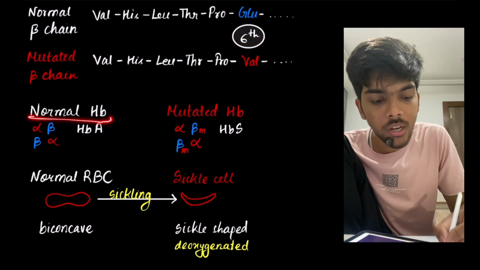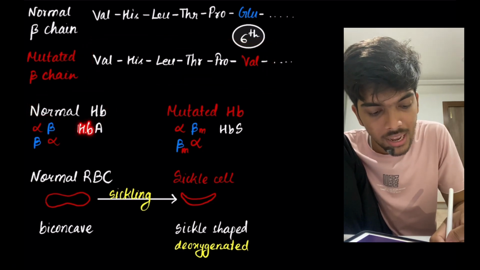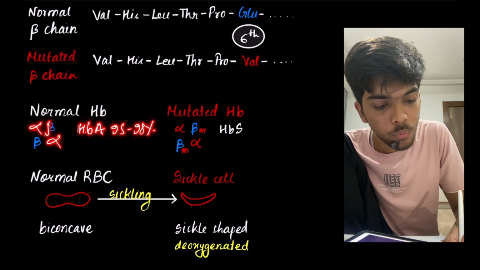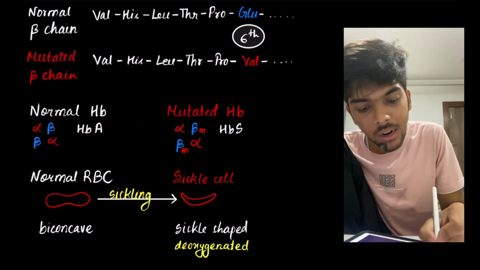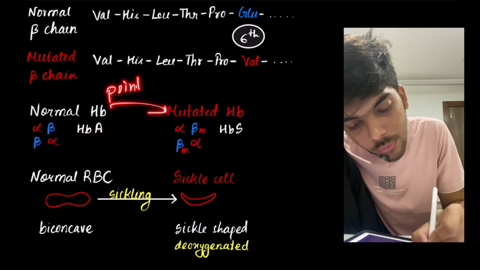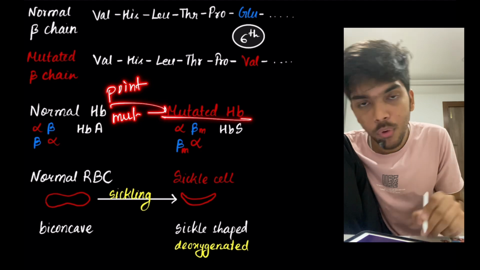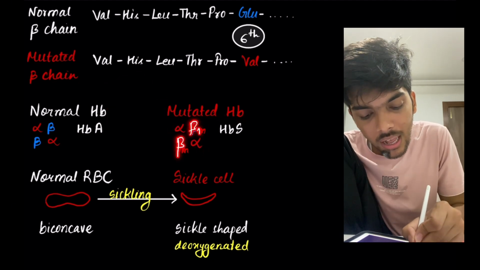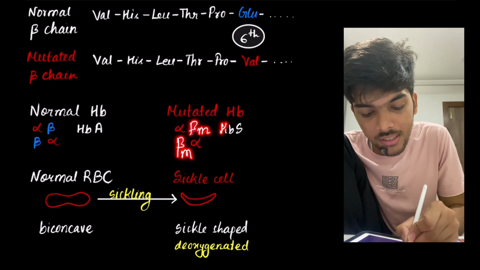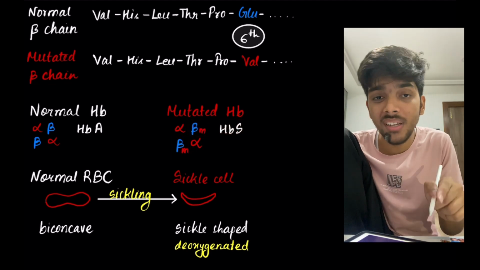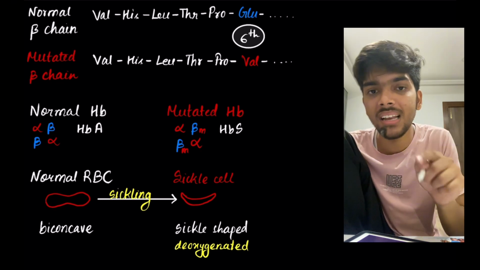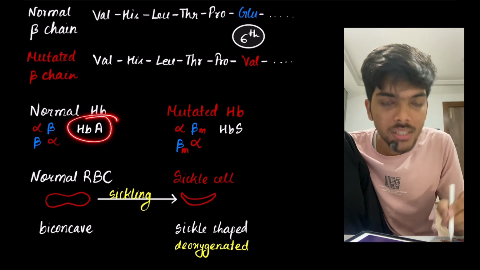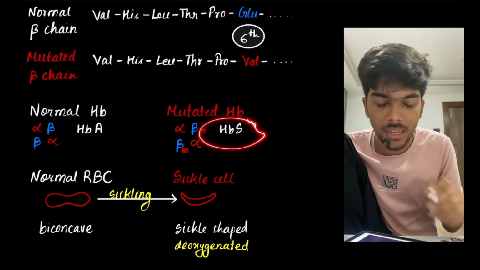So there's the normal hemoglobin, which is called hemoglobin A, found in around 95 to 98%, and contains 2 alpha chains and 2 beta chains. Then after point mutation, you get mutated hemoglobin, which also contains 2 alpha chains, but the 2 beta chains that are present are mutated. And this is called HbS, the reason being that it is the hemoglobin of the sickle cell RBC. So simple: you have your normal HbA hemoglobin and sickle hemoglobin, HbS.